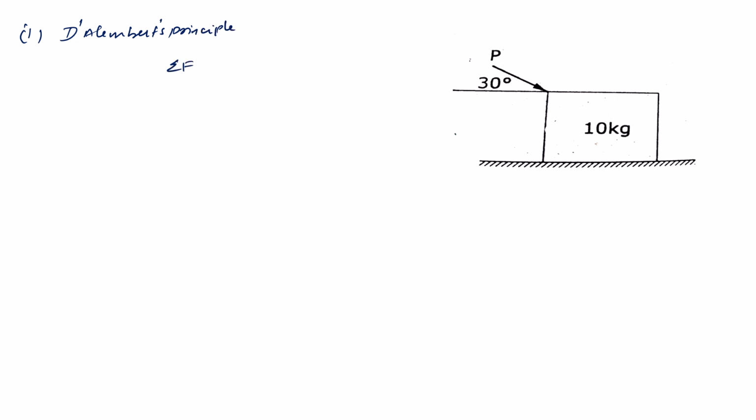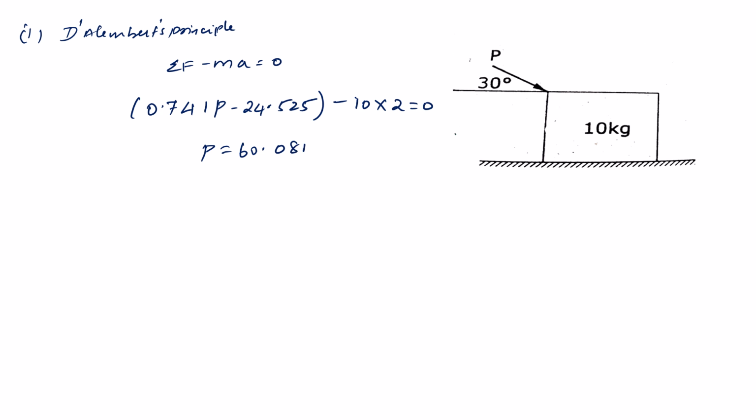So summation of F minus MA equals 0. We already got the summation of F, which is 0.741 P minus 24.525, minus mass into acceleration. The mass is 10 kg into the acceleration of 2, equal to 0. When further simplifying this, we get P equal to 60.08 Newton. So simple as that, we got this. Now we will try to do it with the work and energy method.